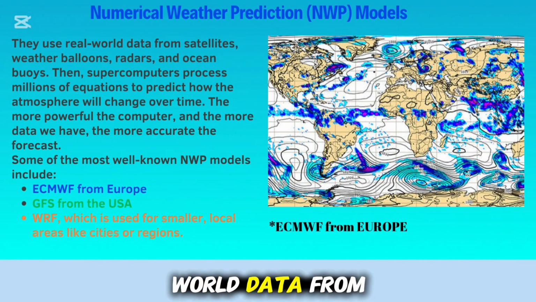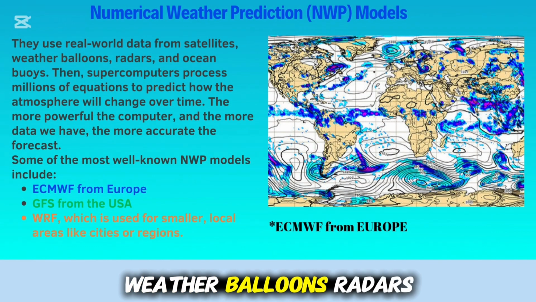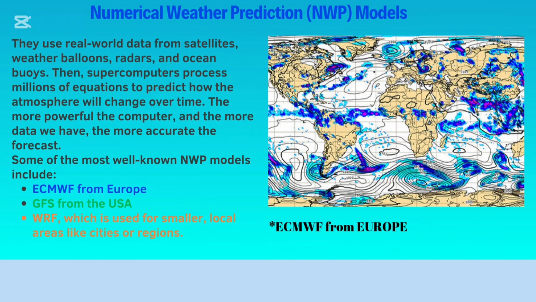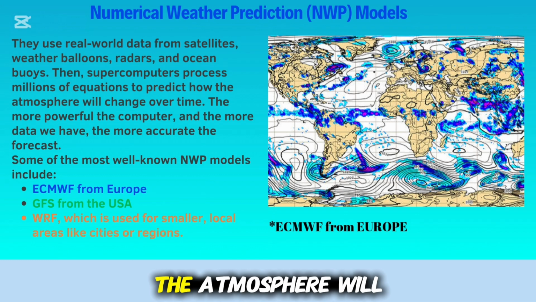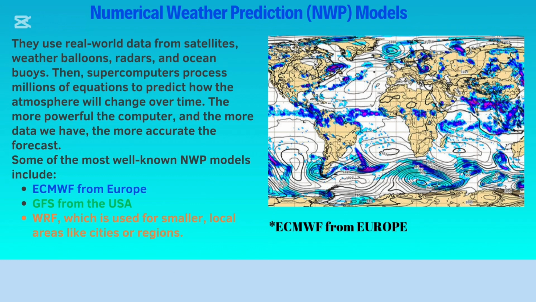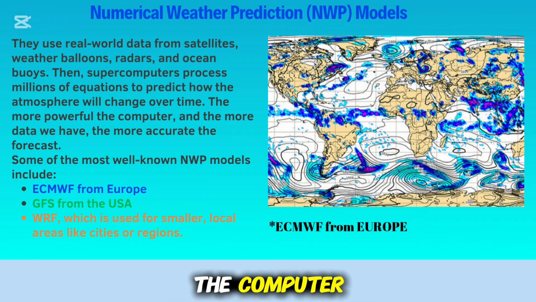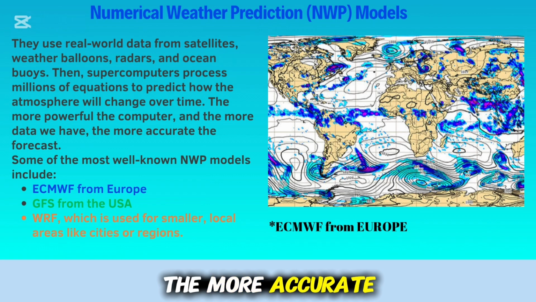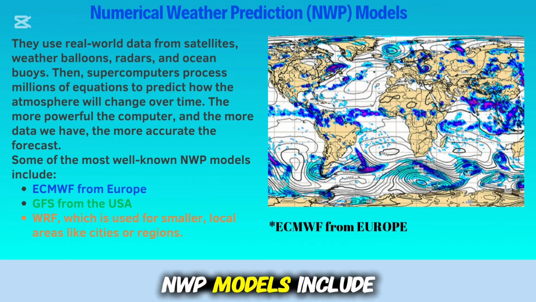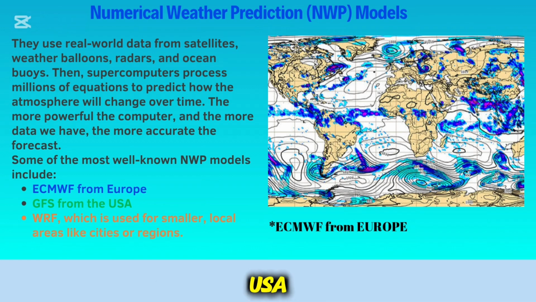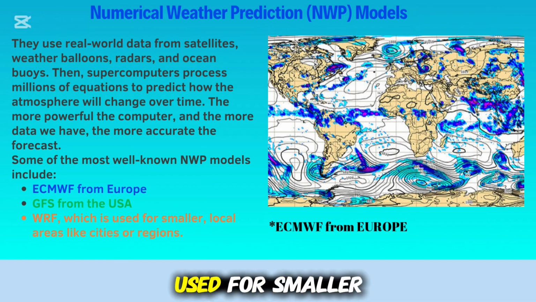They use real-world data from satellites, weather balloons, radars, and ocean buoys. Then, supercomputers process millions of equations to predict how the atmosphere will change over time. The more powerful the computer and the more data we have, the more accurate the forecast. Some of the most well-known NWP models include ECMWF from Europe, GFS from the USA, and WRF, which is used for smaller local areas like cities or regions.